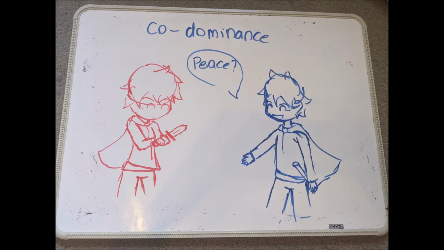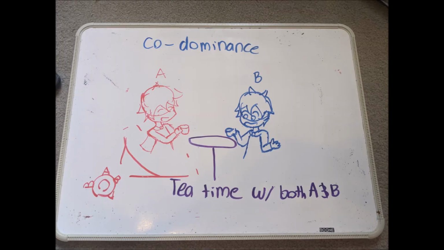Codominant is when two allele traits lower their swords and decide, wait, why are we fighting? Why can't we just have both? And sit down for tea instead and let both traits be present.